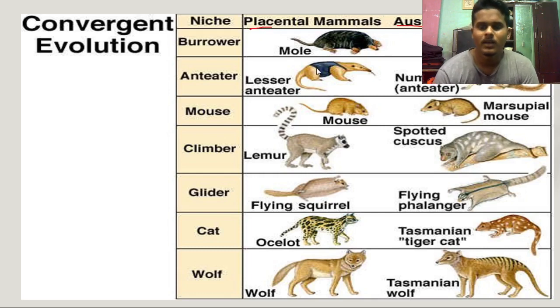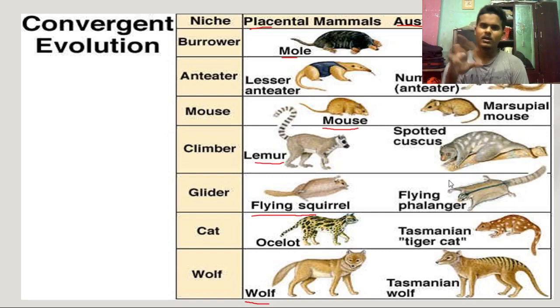Okay, I'll give you a few tricks to remember this. The names which you have heard before are the placental mammals. For example, mouse, lemur, flying squirrels, and wolf. Okay, wolf, which is for Australian marsupials to be remembered. Those names we haven't heard, I think, in the sense that they will be different from the normal name. For example, Tasmanian wolf and Tasmanian tiger cat and flying phalangers.